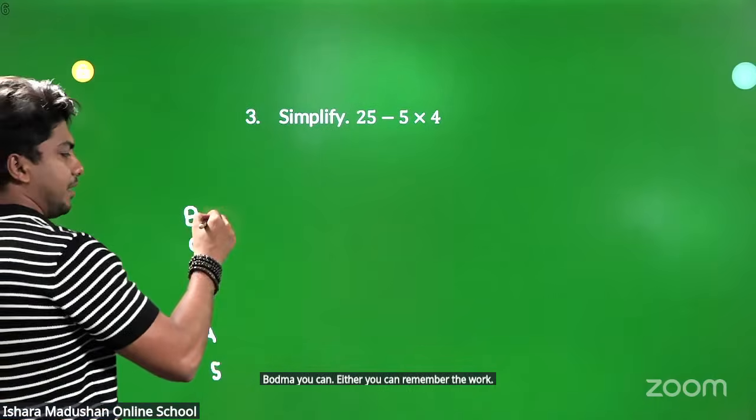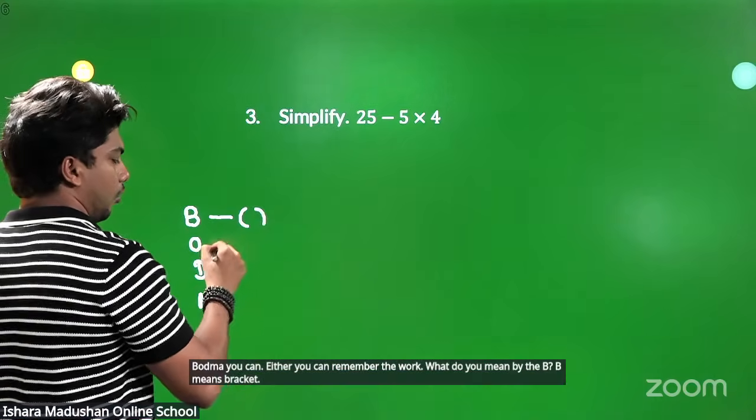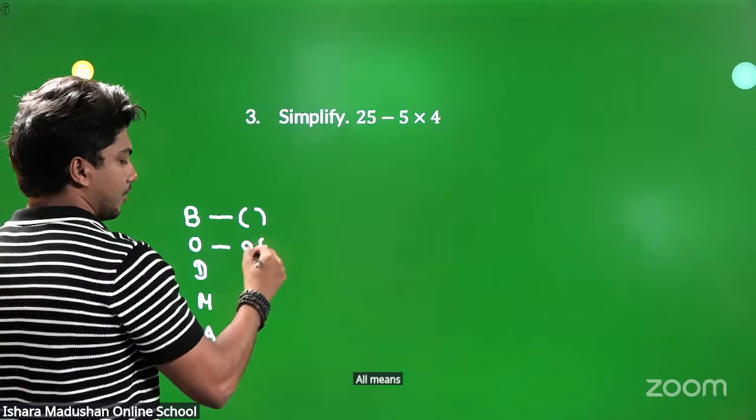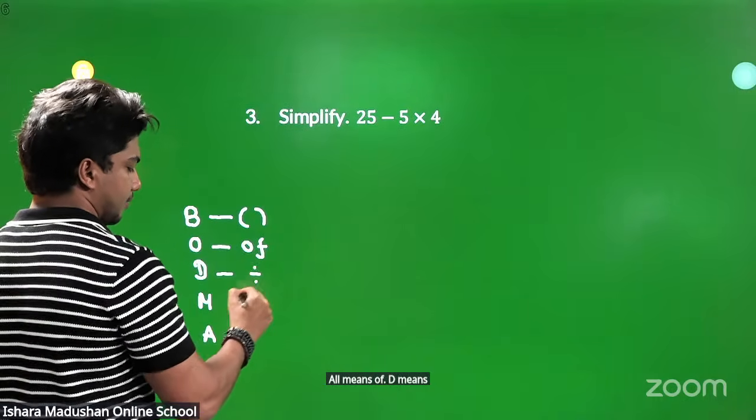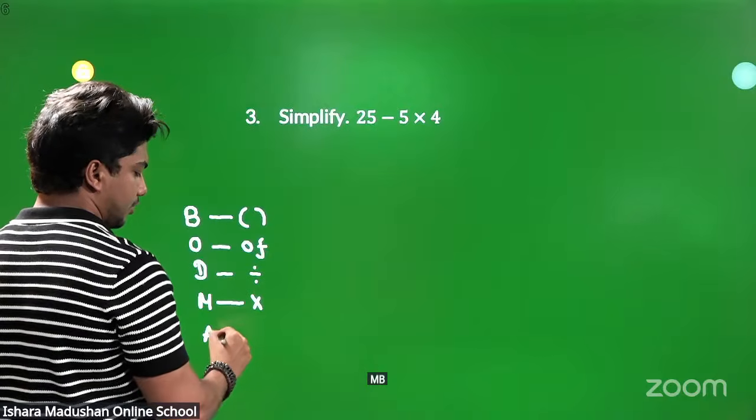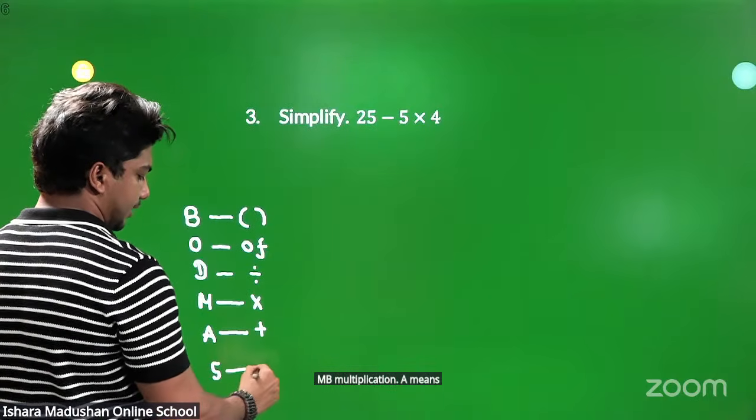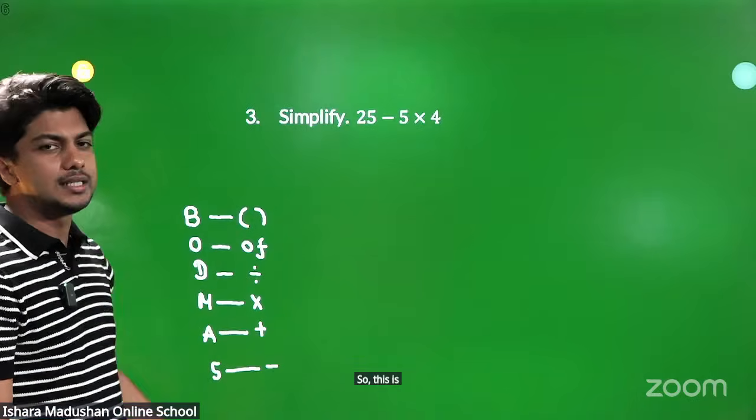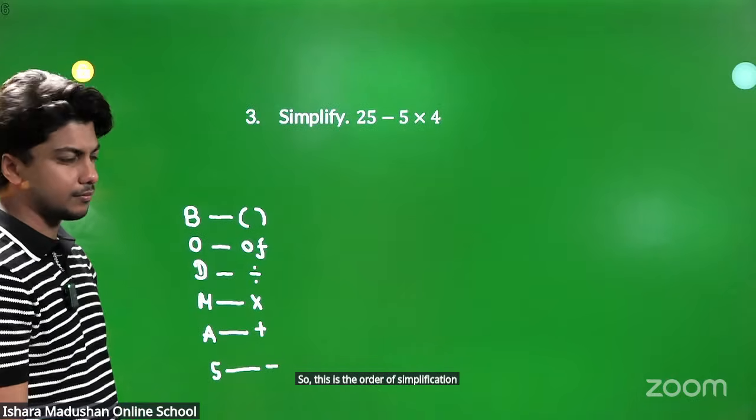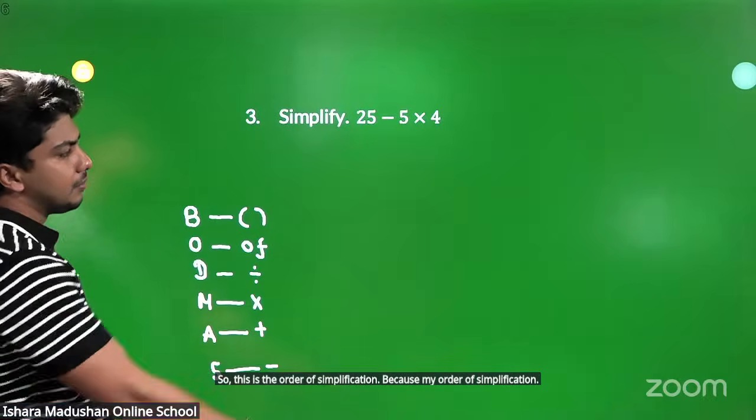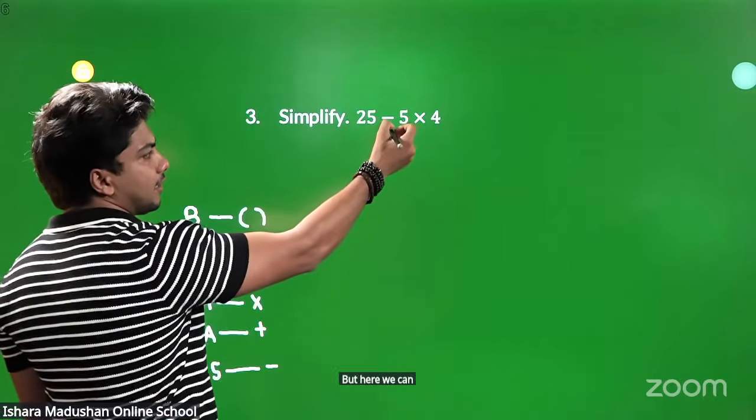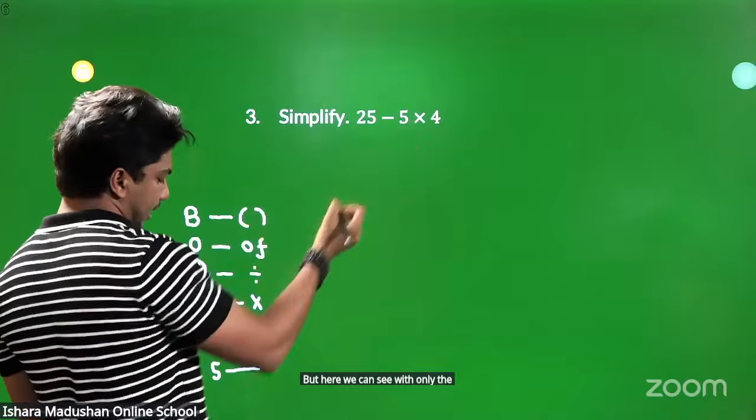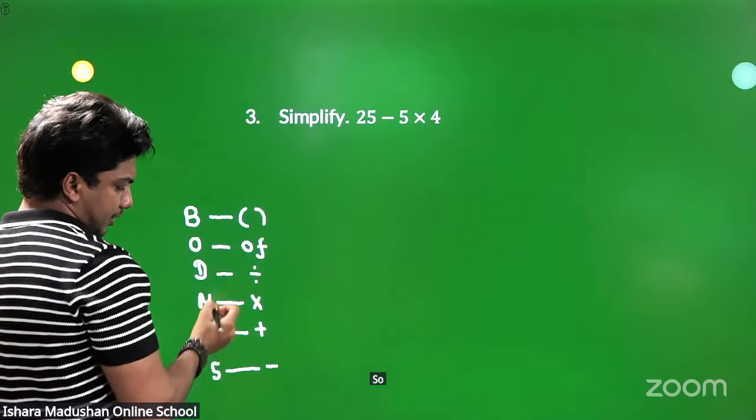What do you mean by the B? B means bracket, O means of, D means division, M means multiplication, A means addition, S means subtraction. So this is the order of simplification. But here we can see only the subtraction and the multiplication.